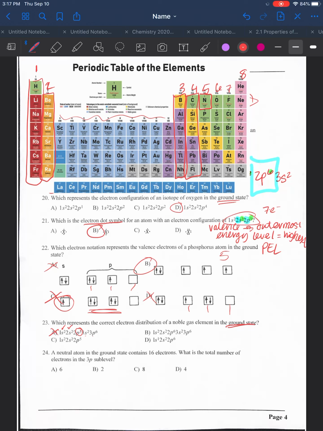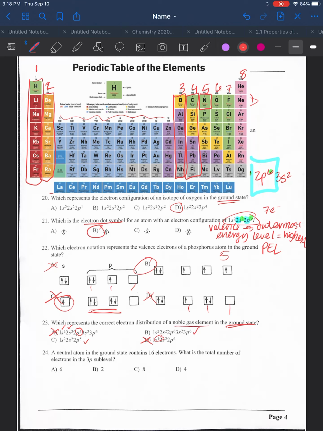Then B, that looks good. All of the sublevels are filled well. C, yep, everything's filled in normal order. There's nothing missing. And then D, 1s1, 2s2, 2p6, 1s1, that's not good. That means likely something's excited. Which leaves us with B and C.